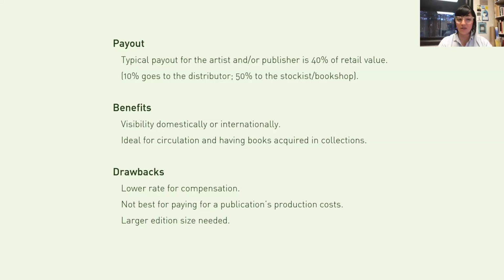It also means that you need to have a larger edition size, because most distributors are going to ask for something like 20 to 50 copies. It's more likely they're asking for 40 to 50. And so that is something to factor in too. I didn't put the payout structure on consignment as it varies for places, but standard consignment payout is 50-50, where a bookseller would be paying you 50% of the retail cost.